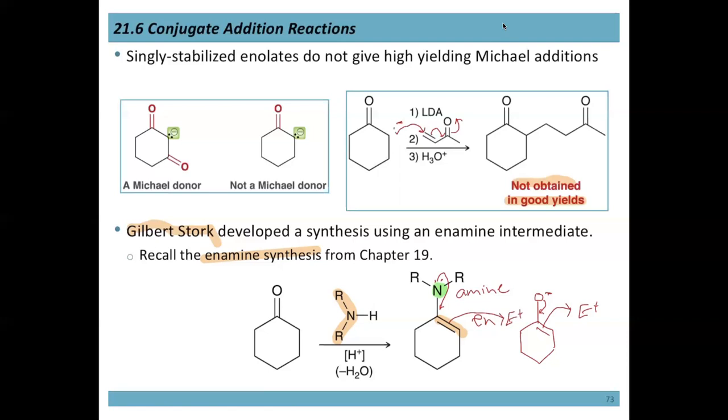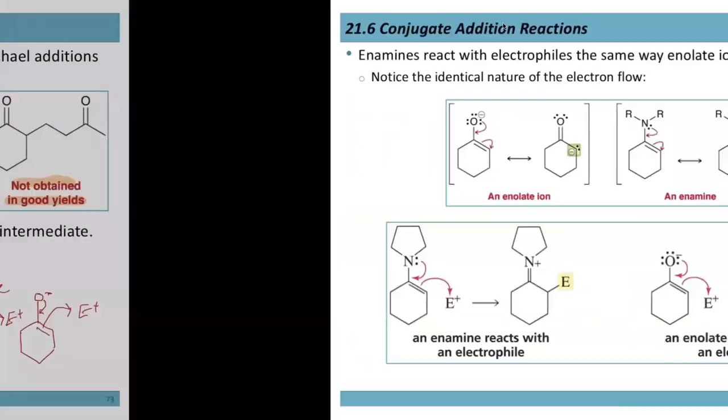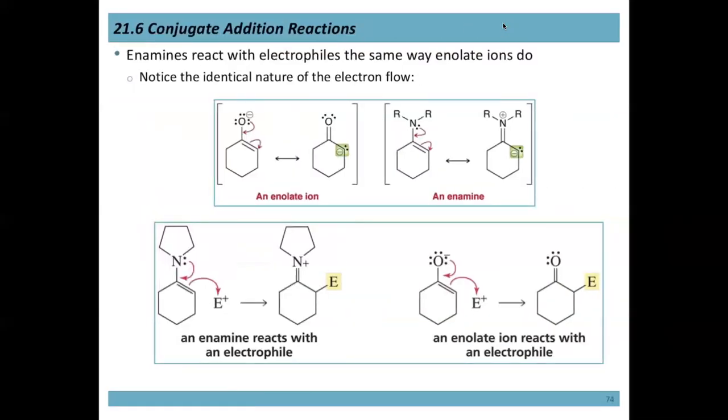So if you happen to have just a single carbonyl and you want to do a Michael reaction, you can't just use LDA to form the enolate, like we saw up here. The solution is you form an enamine, which is like an enolate surrogate. As I just showed you on the previous slide, enolate ions are very similar in their electronic character to enamines.